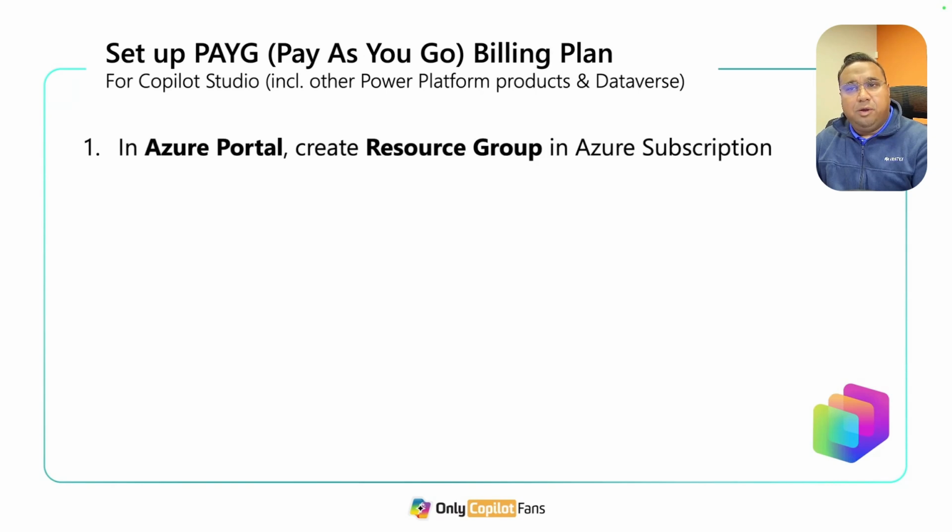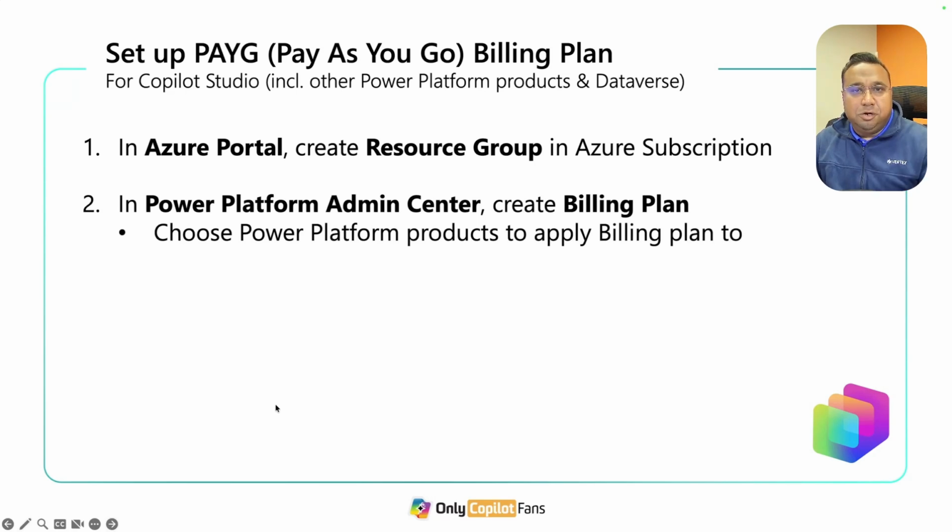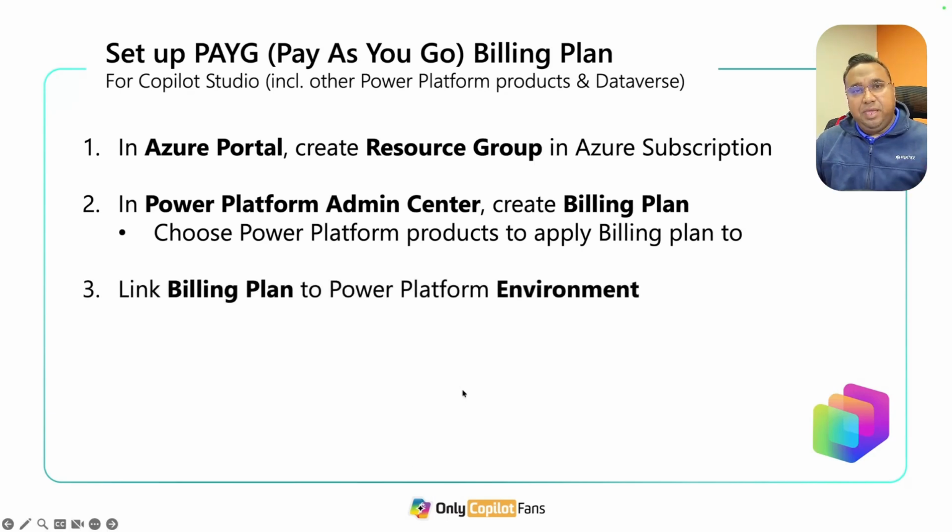Next, let's talk about what you need to do step by step. We're going to need to go to the Azure portal and create a resource group. It's going to be the common thread that allows us to link our Power Platform environment to this particular billing profile that we've set up. Next, we're going to need to go into the Power Platform Admin Center, and over there, we're going to need to create something called a billing plan. The billing plan is going to link this particular resource group from the Azure portal into Power Platform. We're also going to need to make sure that this billing plan links to one or more Power Platform environments.